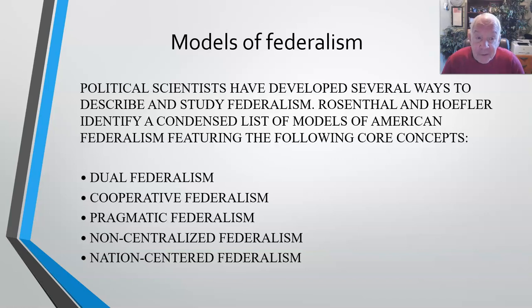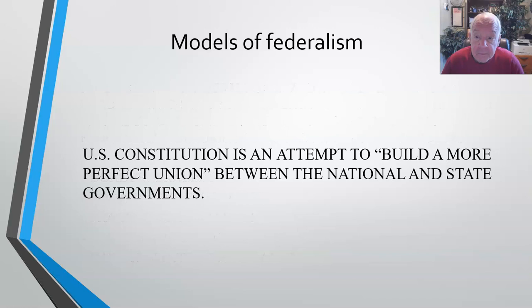Political scientists have developed several ways to describe and study federalism. Rosenthal and Hoffler identify a condensed list of models of American federalism featuring the following core concepts: dual federalism, cooperative federalism, pragmatic federalism, non-centralized federalism, and nation-centered federalism.